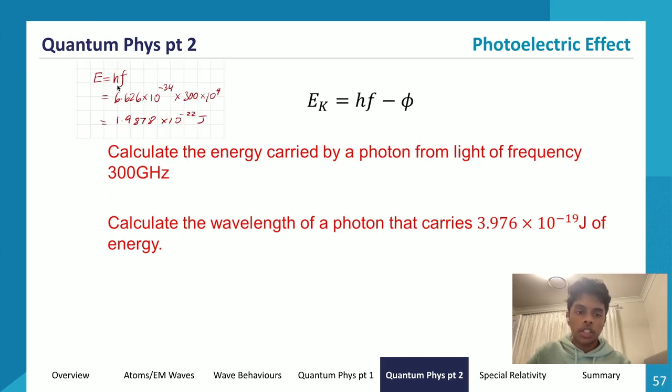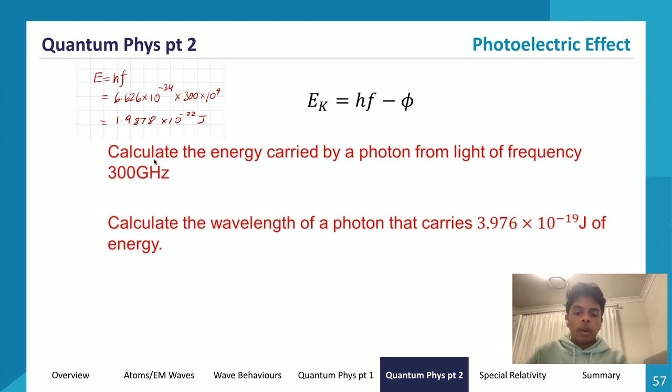So I do E equals hf, which is equal to 6.626 times 10 to the power of negative 34, following Planck's constant, and we multiply that by 300 gigahertz, which is 300 times 10 to the power of 9, to get a value for energy of 1.9878 times 10 to the power of negative 22 joules. So that's what that would look like.